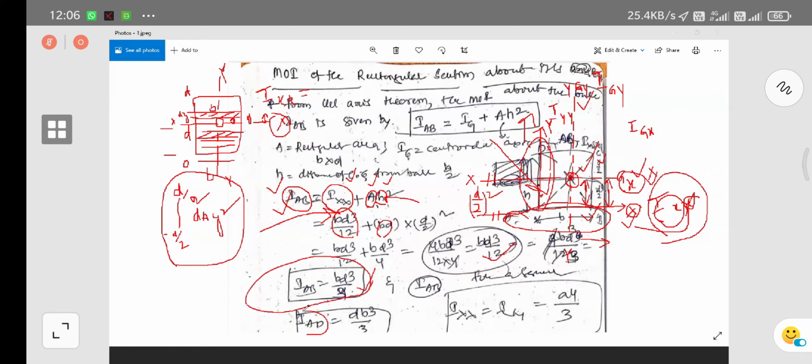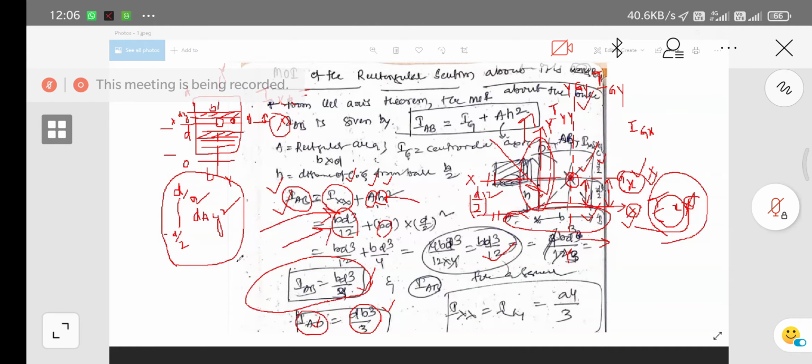But if you go for the height AD axis, which is the vertical base, and do the integration, you get the same thing by applying the parallel axis theorem: db cube by 3. The central moment of inertia about the horizontal centroidal axis is bd cube by 12, and about the vertical centroidal axis it is db cube by 12.